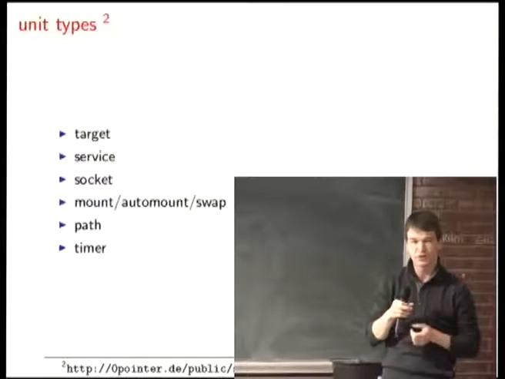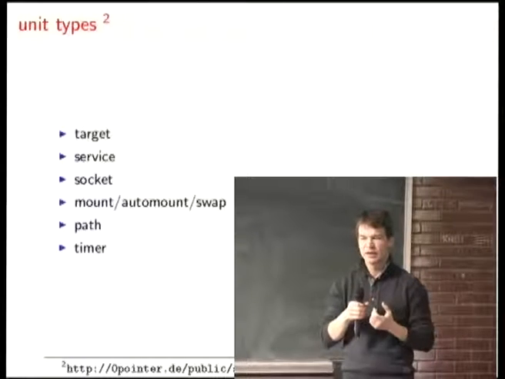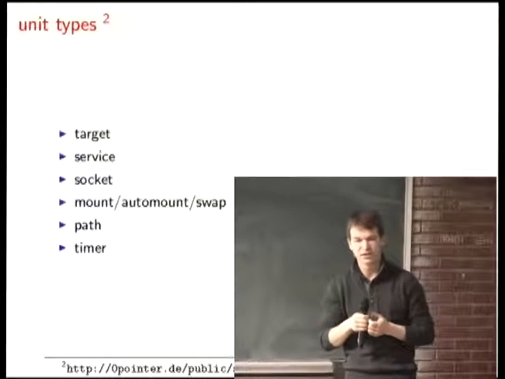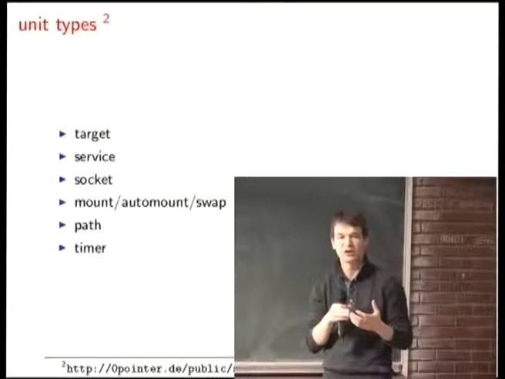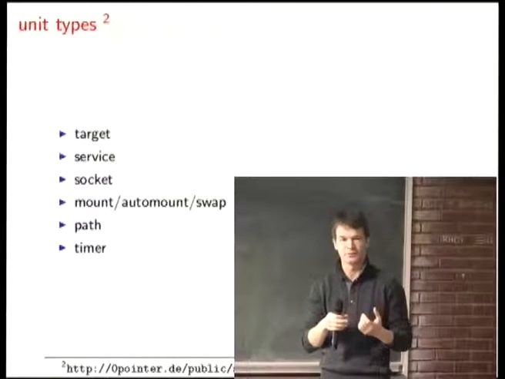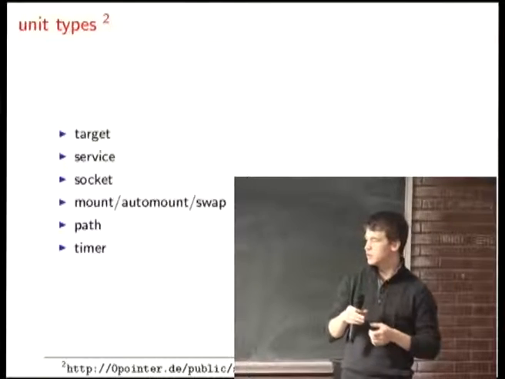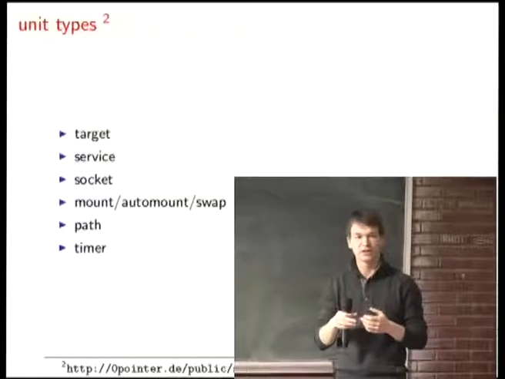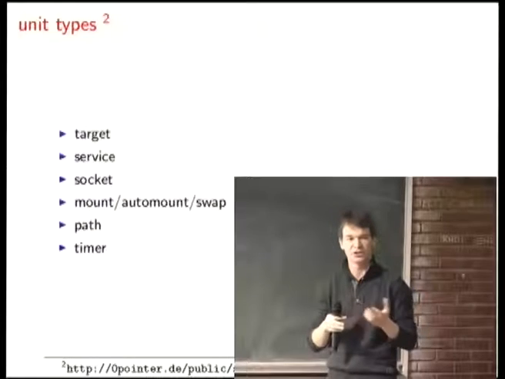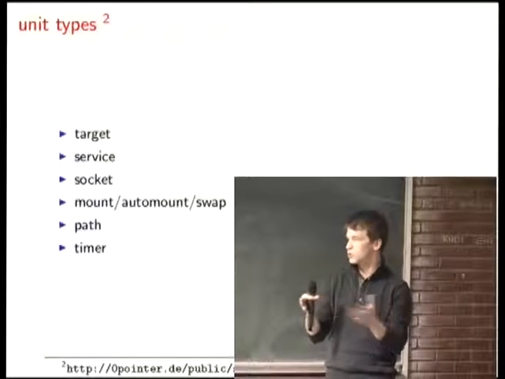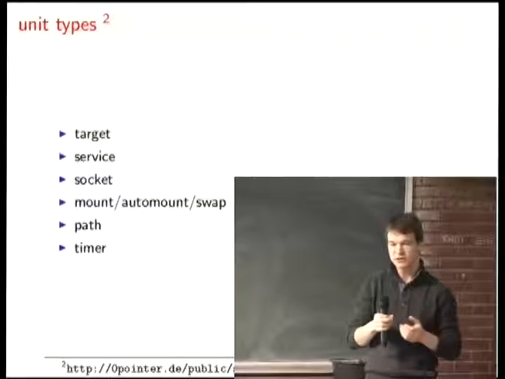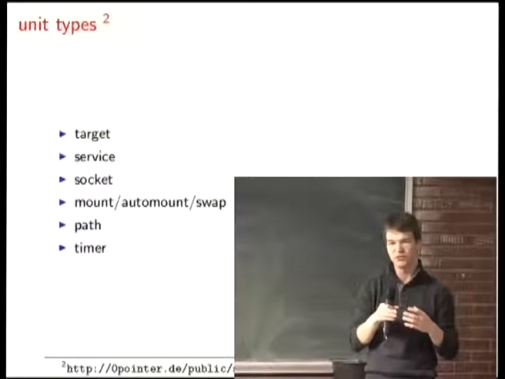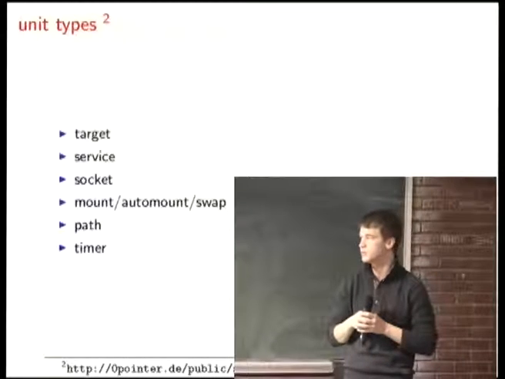There's the target, which we already mentioned. A target is comparable to a run level in System V init. One of the differences is that multiple targets can be active at the same time. For example, the multi-user target is comparable to our RC2, or 2.5, which we use in Debian. A service is the central description of an actual service that you want to have started.